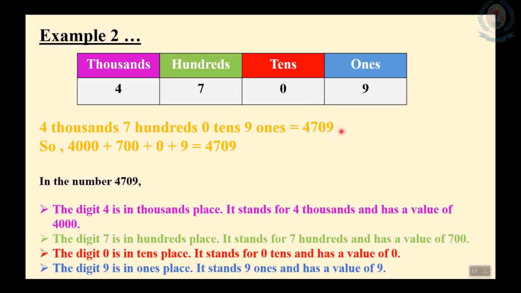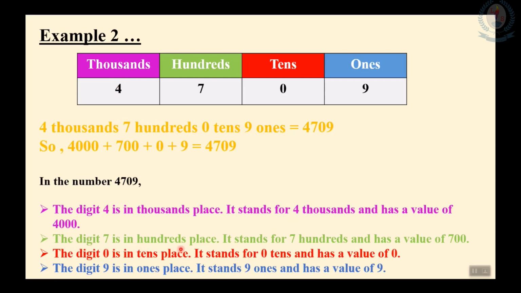This is the way of writing that number in numerals. 4000s means 4000. We can write that one in numerals like this way. Then 700s. Then 0 tens means value should be 0. Then 9 ones. Then 9. In the number 4709, the digit 4 is in thousands place and it stands for 4000s and has the value of 4000.